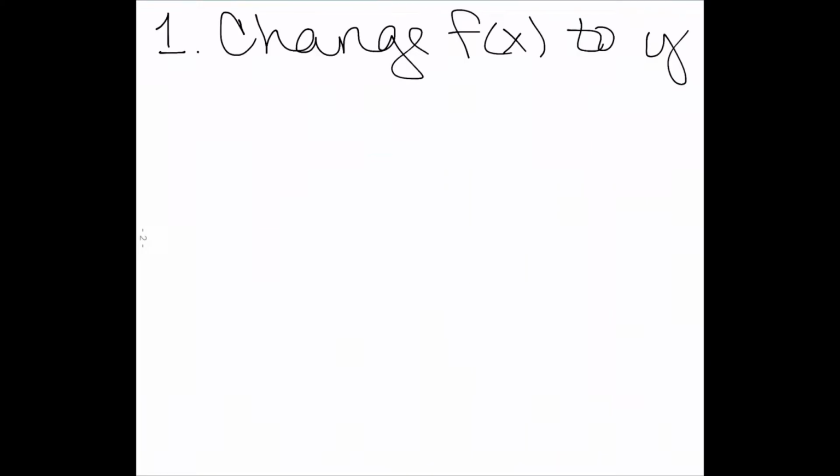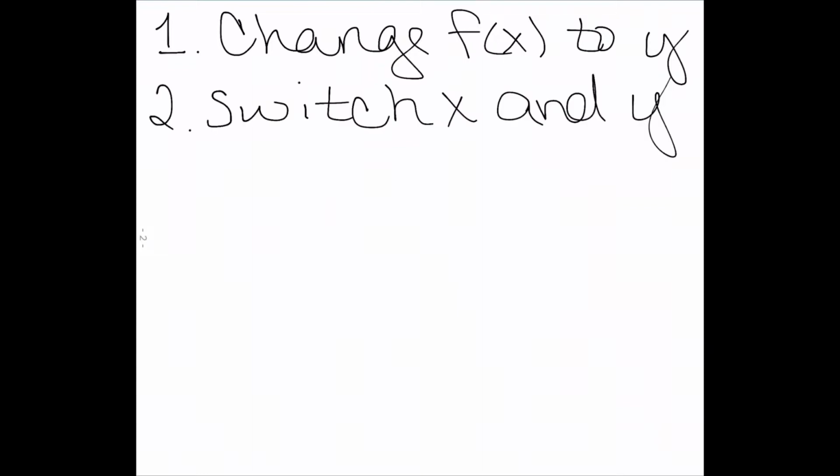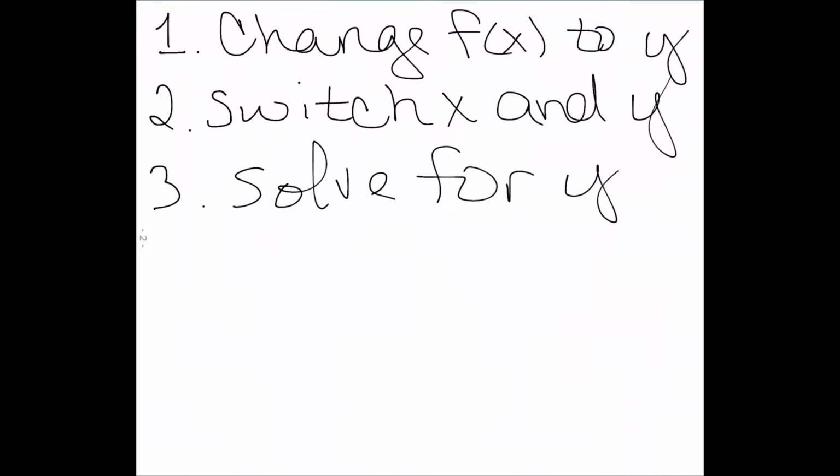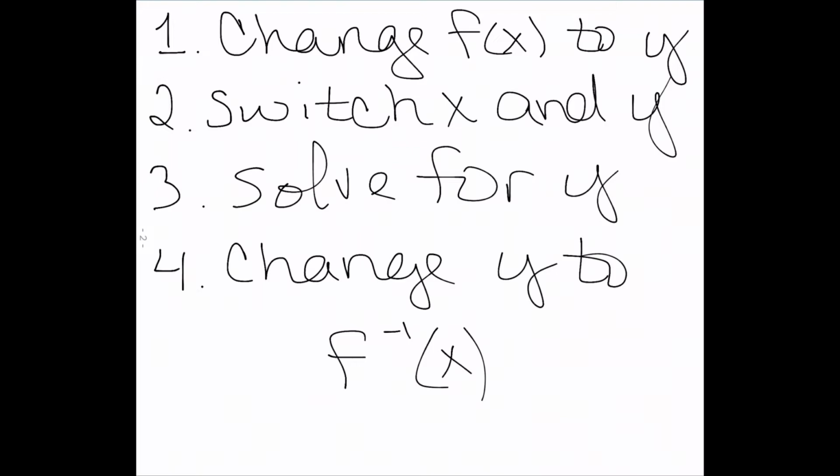Step 1, change f of x to y. We have f of x equal to something, and instead of writing f of x, we should write y. I now have an equation that involves both x's and y's, and now I'm going to switch the x's and y's. So everywhere there's an x, I write a y. Everywhere there's a y, I write an x. The next step is I just solve this equation for the value of y. In my final step, I change the y back to f inverse, since I now have the inverse.